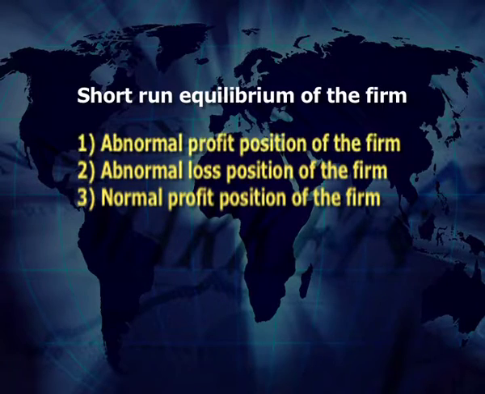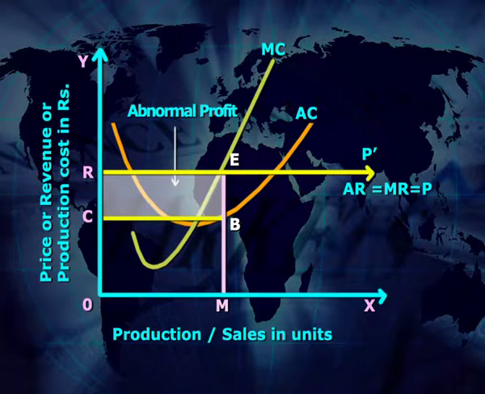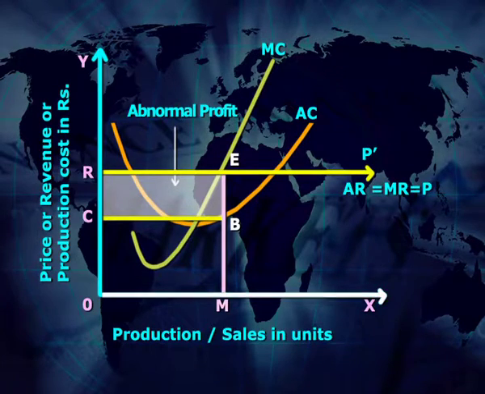Number 1 is the abnormal profit position of the firm. With the help of this figure, we can explain the abnormal profit position of a few representative firms during the short run in the market of perfect competition. Let us take an explanation of the figure. In this figure, we measure production or sales of the commodity of the firm in units on the OX axis and price, revenue and production cost of the commodity of the firm in rupees on the OY axis.